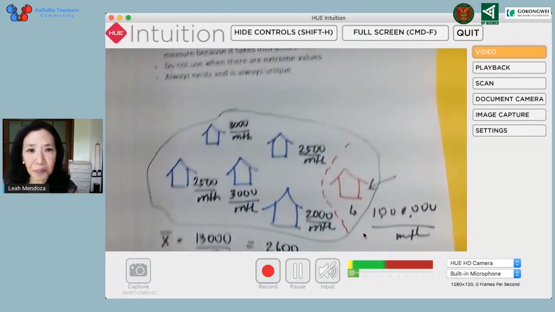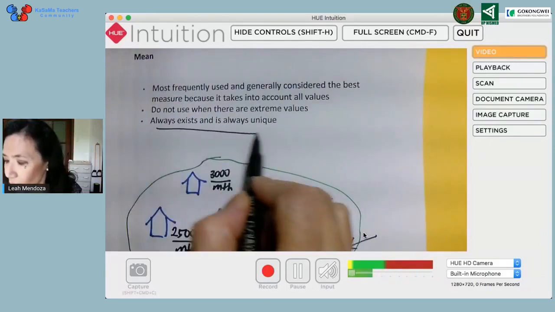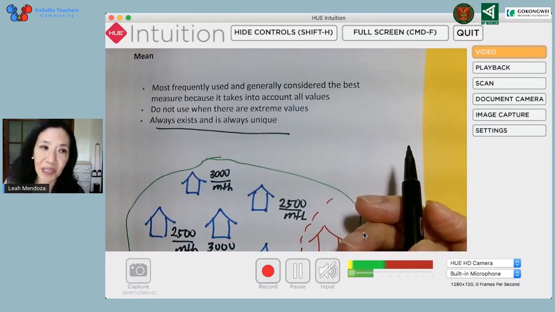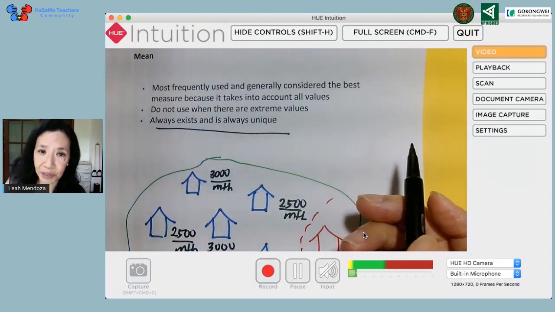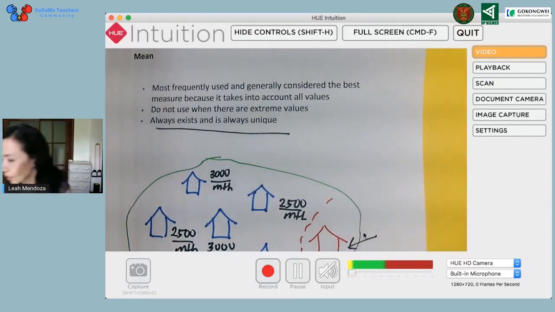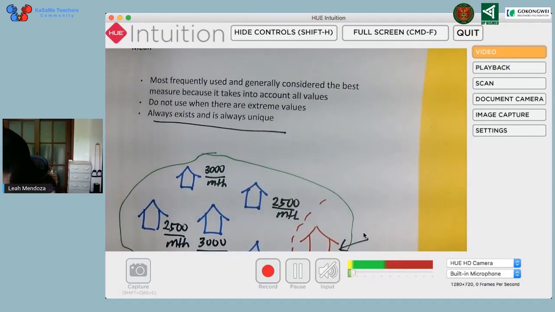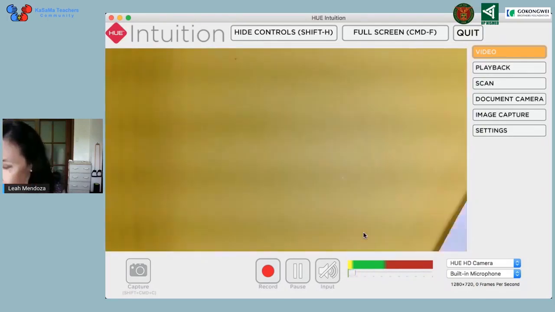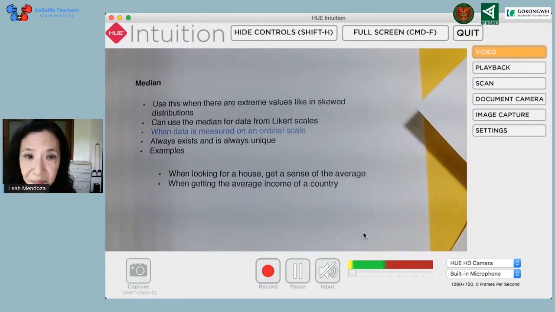Okay, so what is a good thing about the mean? The mean always exists and is always unique. And we will find out in a while that that is not true for all measures of central tendency. Okay, now let's move on to the median. So the question is, what will you use if there are extreme values? If there are extreme values, you must use the median.